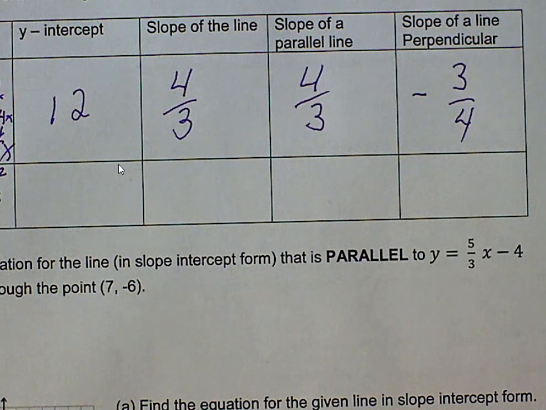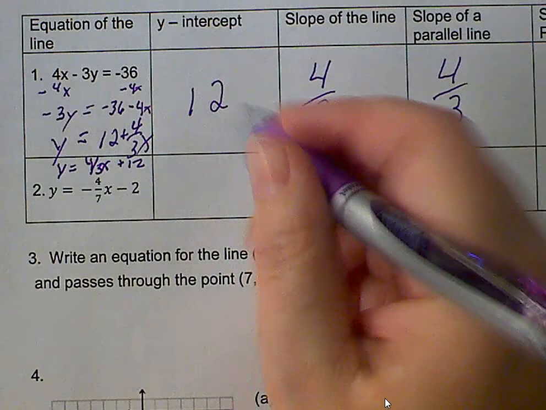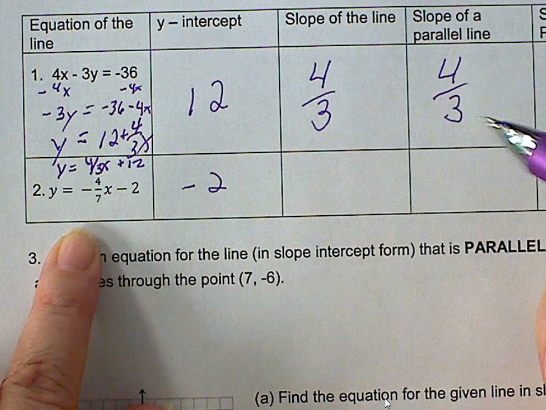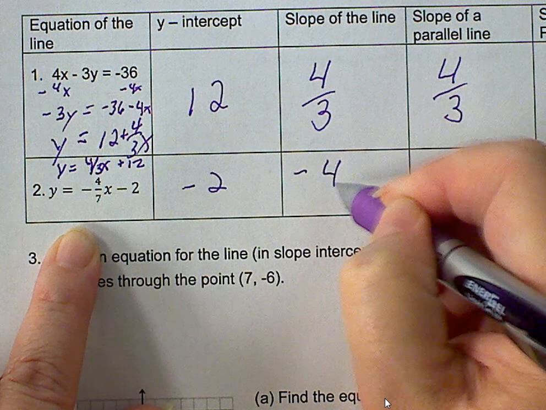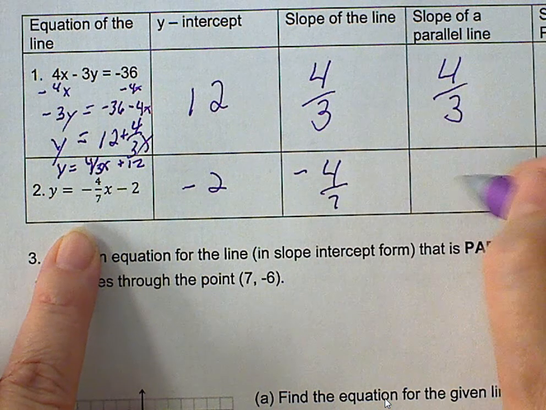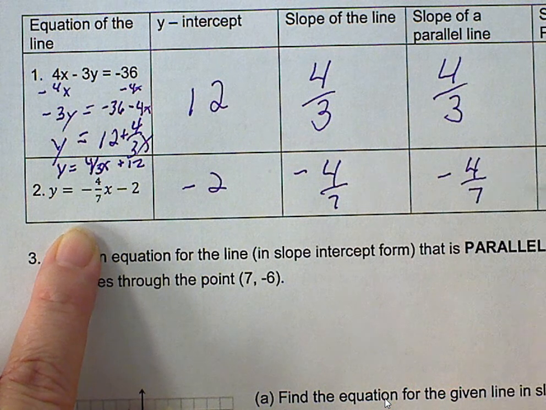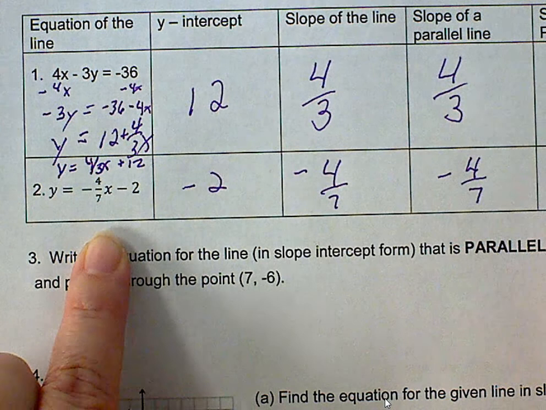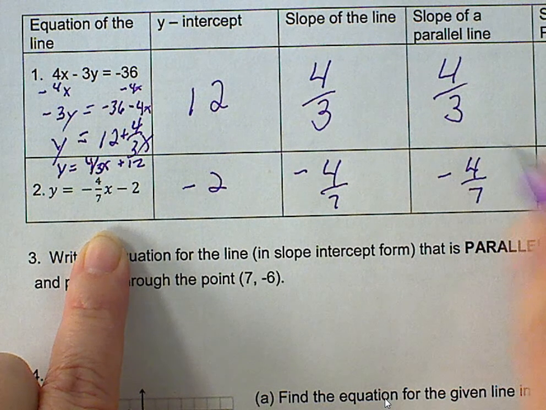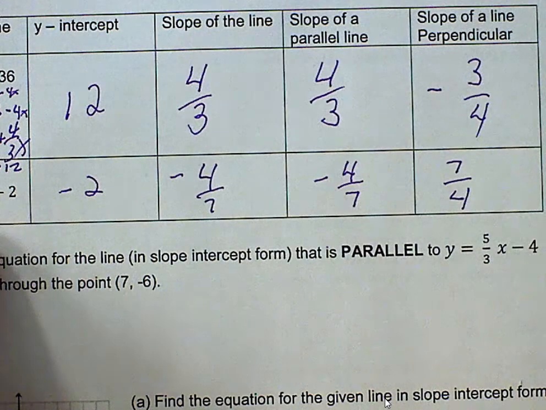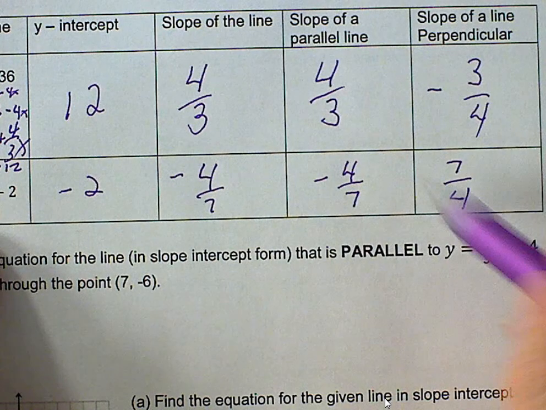All right. Is negative 2. What is the slope of the line? Negative 4/7. Very good. Parallel slope would also be negative 4/7 because it's the same, and then the perpendicular would be 7/4 because you flip the fraction and change the sign. So it was a negative and now it's a positive. So you flip that fraction and change the sign.